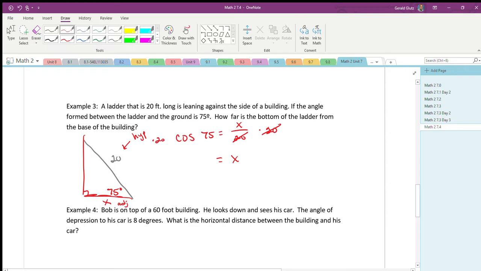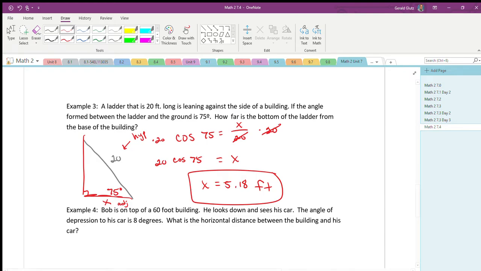So then I'll have x by itself. On the left side, I'll have 20 times cosine of 75. So if I take the cosine of 75 and multiply it times 20, I'll have x is equal to 5.18. Did they give us units? Feet. So 5.18 feet is how far the ladder is away from the building.